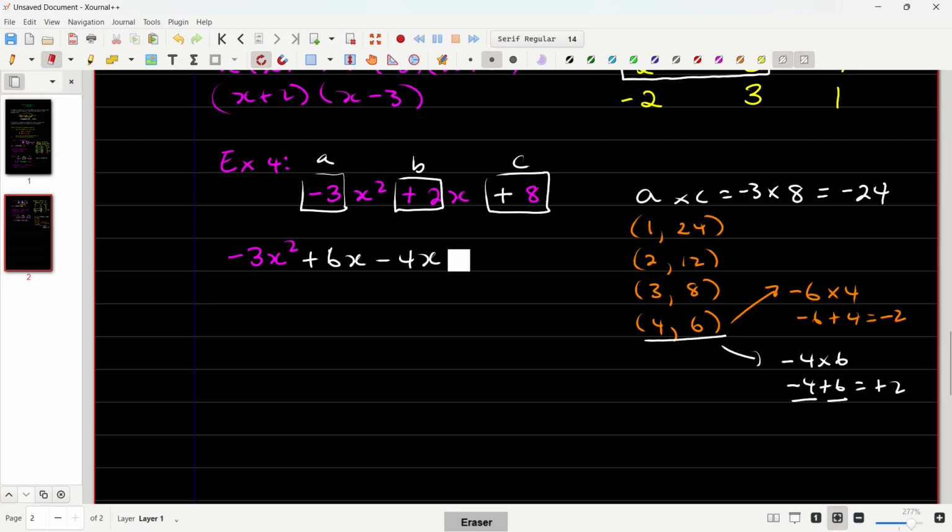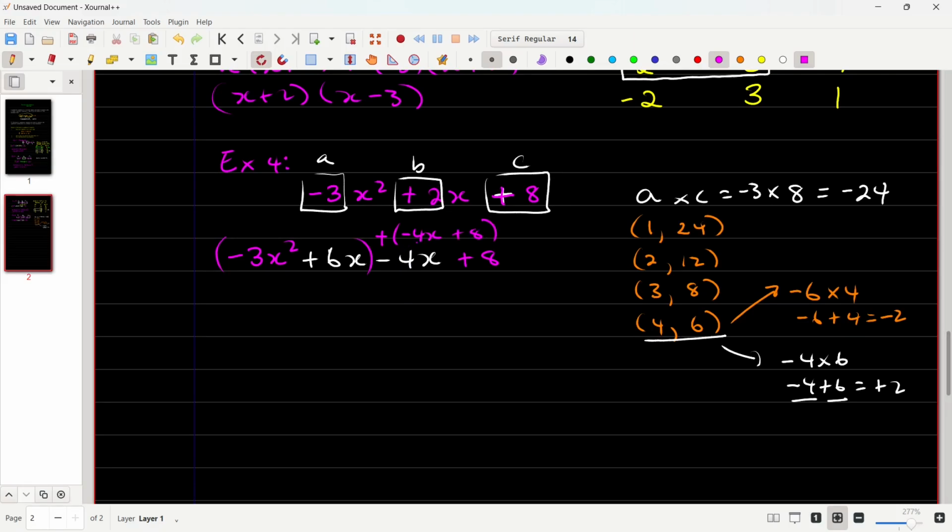Right, let me put that in pink. Right, 8 and plus 8. All right, so I'm going to factor by grouping. I'm going to take this here as one of the factors, and I'm going to change this to a plus sign, put in here negative 4x, and put in here positive 8, like that.